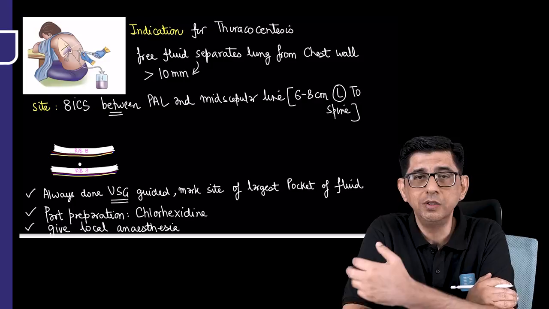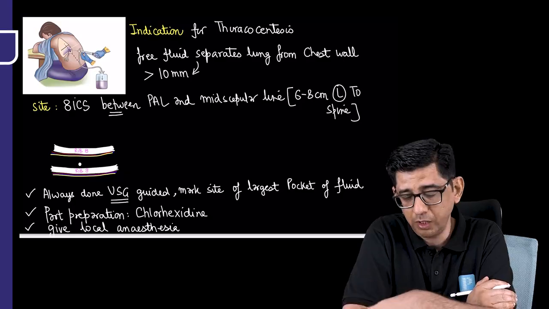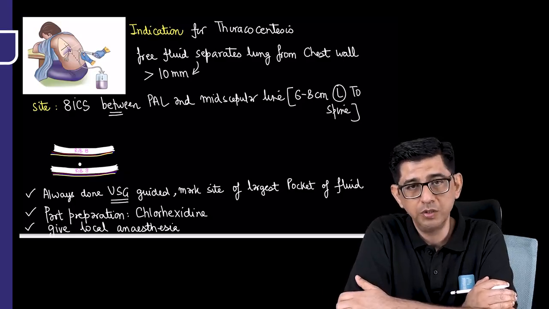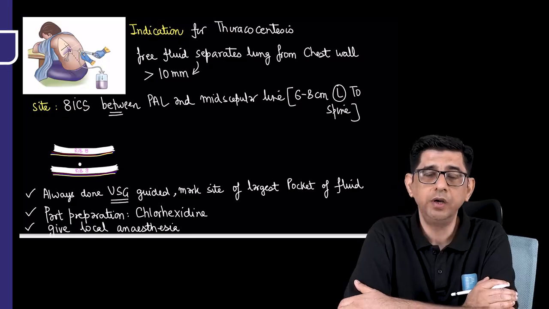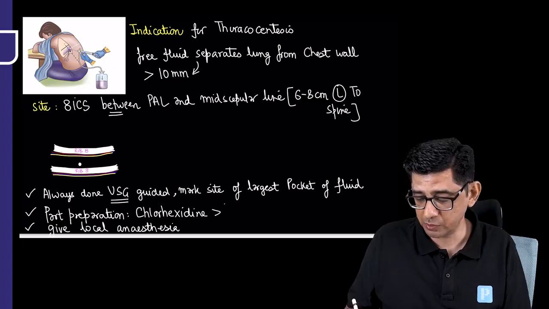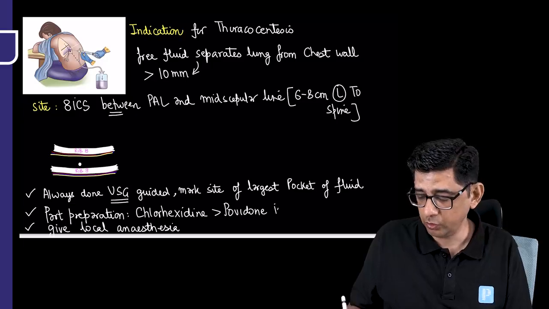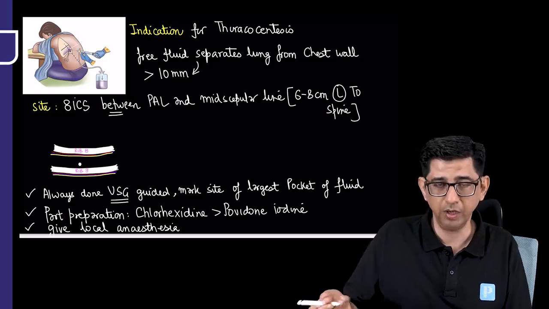So it will be easier for you to pick up the surface markings, and then you can subsequently, with the aid of a radiologist, mark the site. Then subsequently you can clean the skin. The skin preparation will be with chlorhexidine. This has been proved to be superior as compared to povidone iodine, and you don't need to wait for it to dry, unlike for the iodine part.